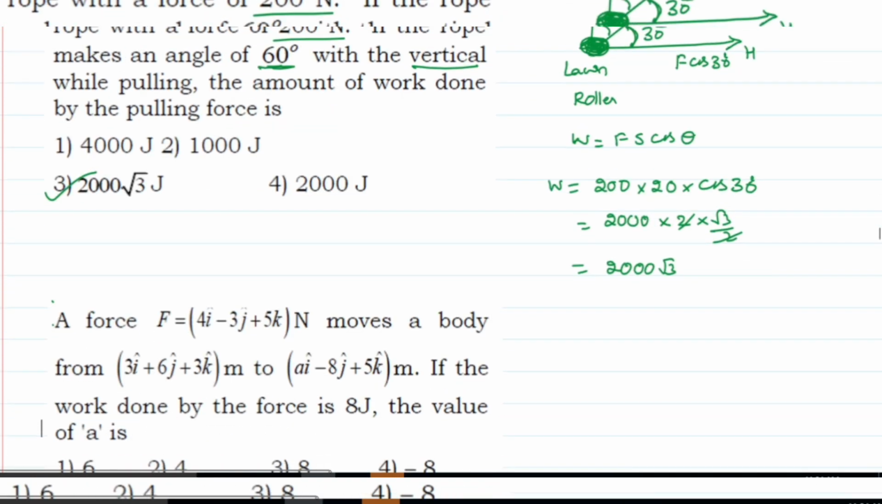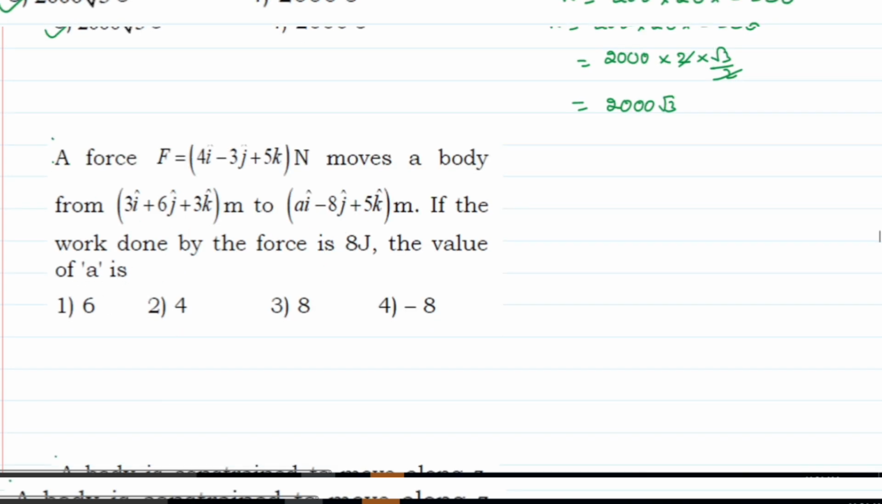Let us see the next question. Here a force F equal to 4i cap minus 3j cap plus 5k cap newtons moves a body from the initial position vector, which we can take as r1 bar, given as 3i cap plus 6j cap plus 3k cap, and it's moving to another position. Let us take that as r2 bar, which is given as a i cap minus 8j cap plus 5k cap.